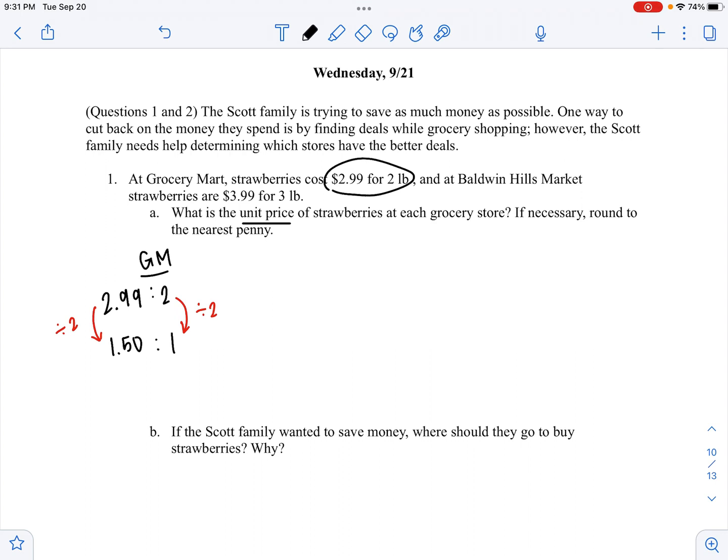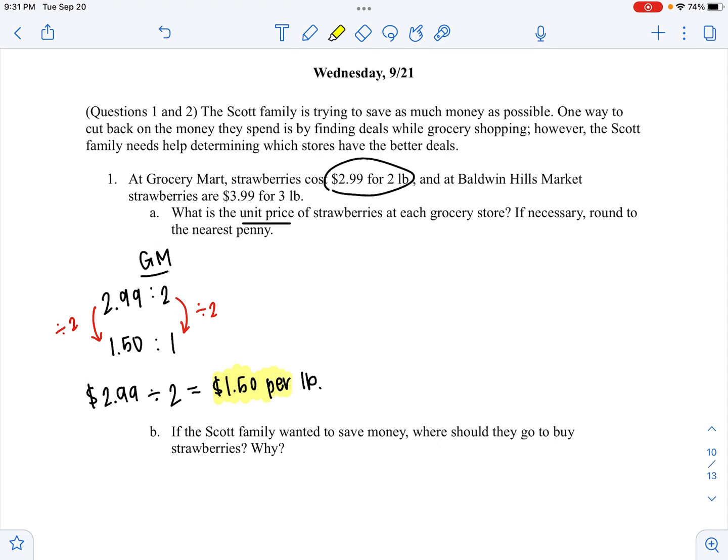You don't even need to set up a ratio to solve this problem. You could simply say that defines the cost per pound of strawberries. You'll divide the total cost by the number of pounds, $2.99 divided by 2, which gives you a cost of $1.50 per pound. Now, make sure that when you are answering these questions, your answers include units.